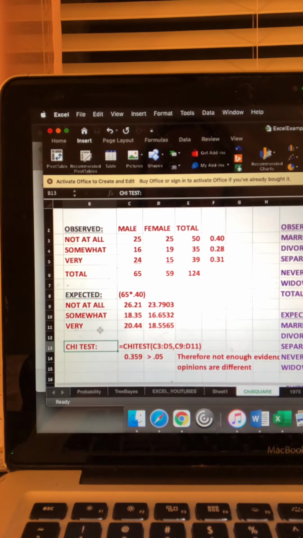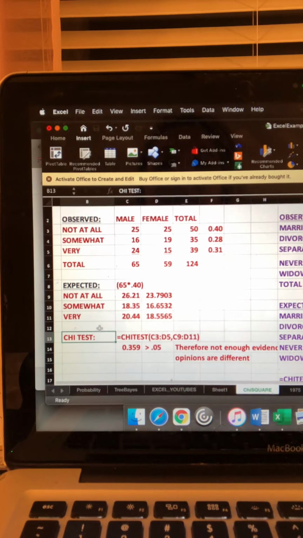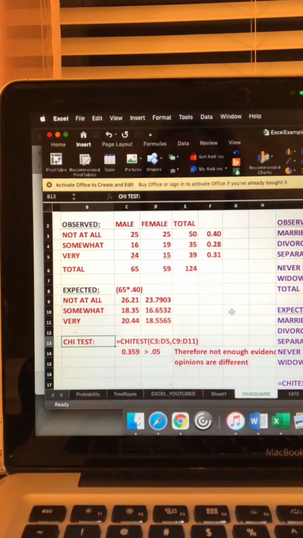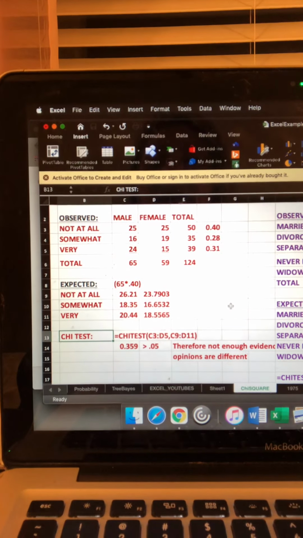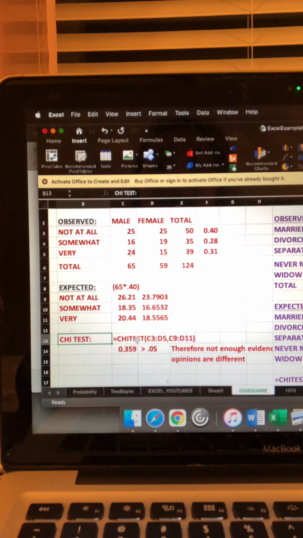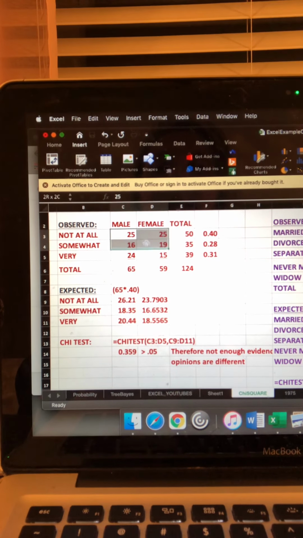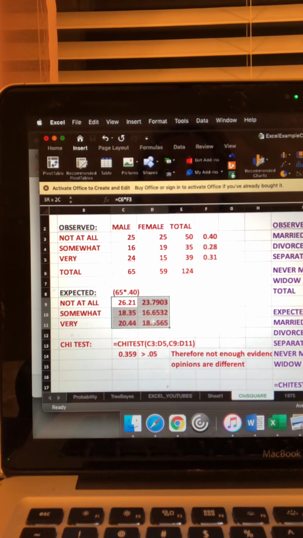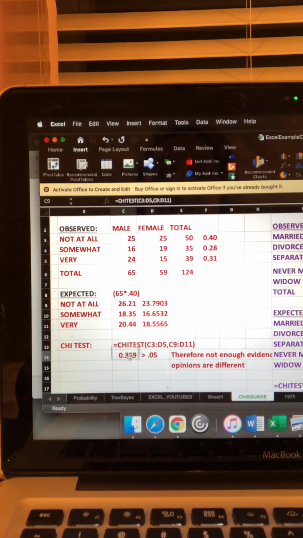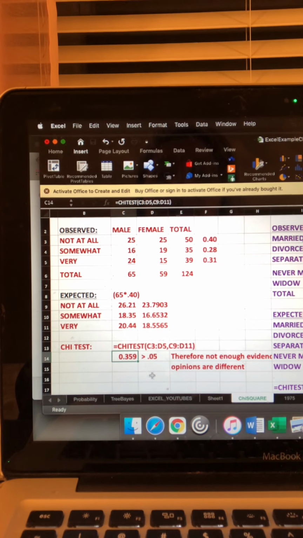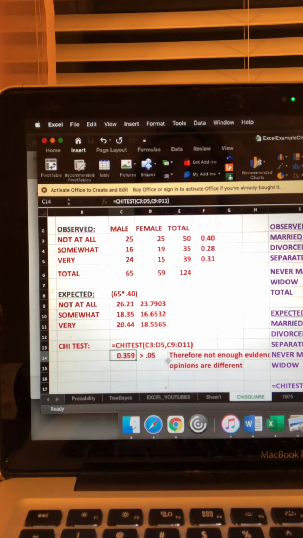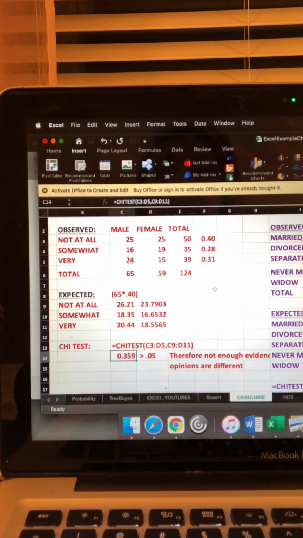Now, in order to do our chi-test, it's fairly simple now that we have all the data together. There is a formula in Excel called CHITEST that we can easily calculate by writing equals CHITEST, and then we open parentheses, select the data on our observed column, comma, and then select the data on our expected column. In this case, the result is 0.359, which is larger than 0.05, and therefore there's not enough evidence that the male and female opinions are much different.